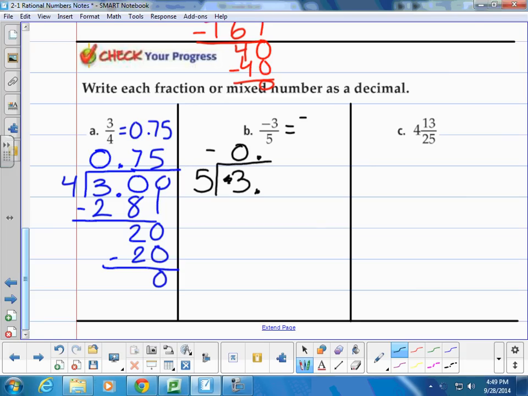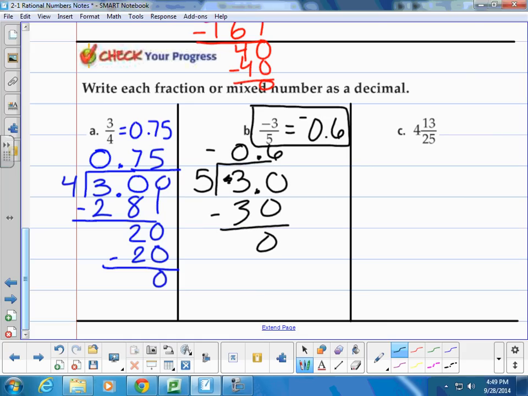5 does not go into 3, but it does go into 30 6 times exactly. So it's as simple as negative 6/10 is the same as negative 3/5.